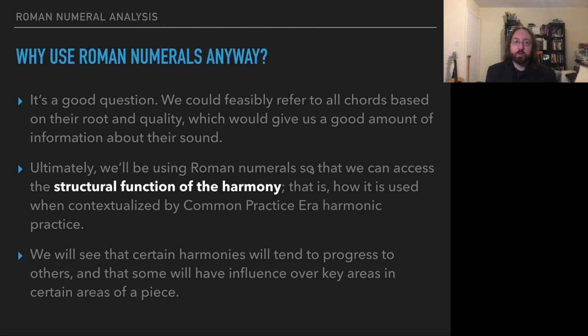So why use Roman numerals anyway? It's a good question. We could feasibly refer to all chords based on their root and quality. For instance, in that last passage, we could just say G major, and that would give us a good amount of information about their sound. But ultimately, we'll be using Roman numerals so that we can access the structural function of the harmony. That is, how it is used when it's contextualized by common practice era harmonic practice. And we'll see that certain harmonies will tend to progress to others, and that some will have influence over key areas in certain parts of the piece.